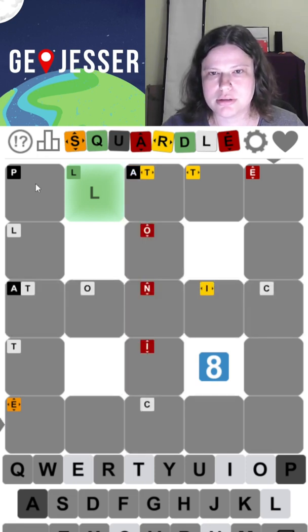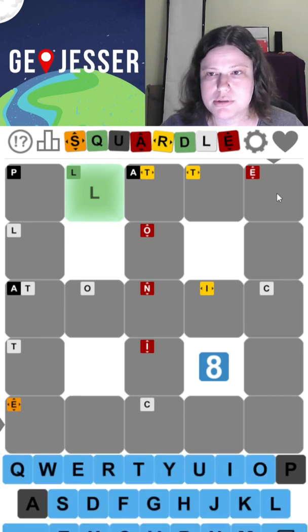So the T is either, oh, and we know the T is not here because otherwise this T and this T would have the up and down arrows and they would be red. So now we know for sure where the T goes in this word, it goes here.